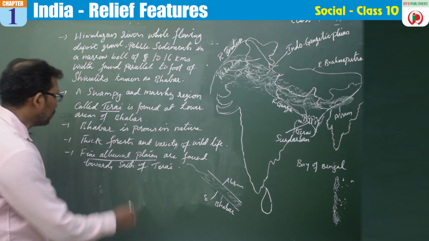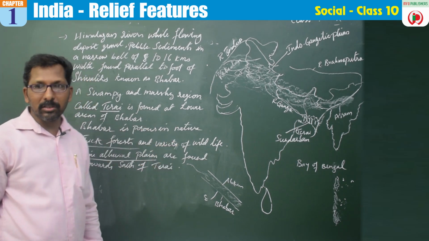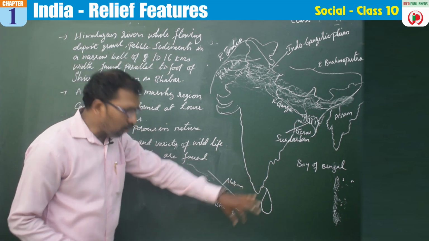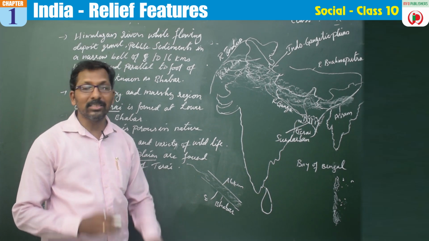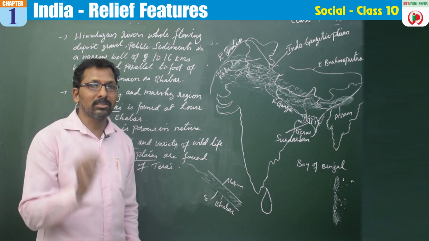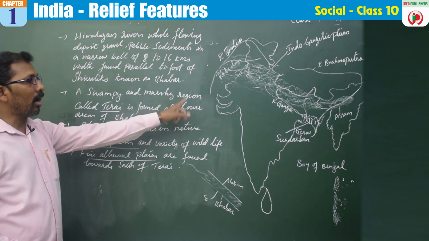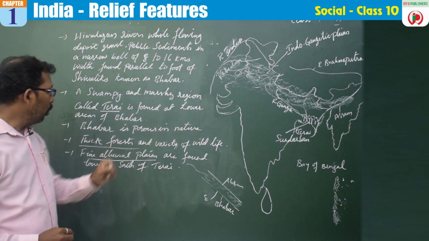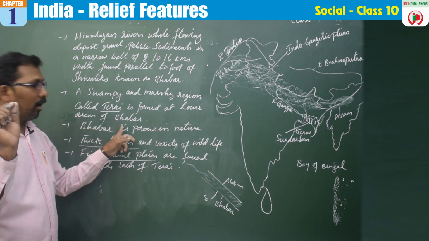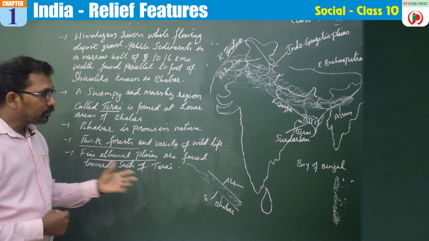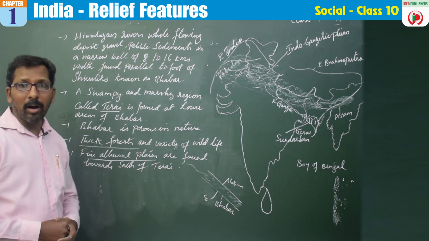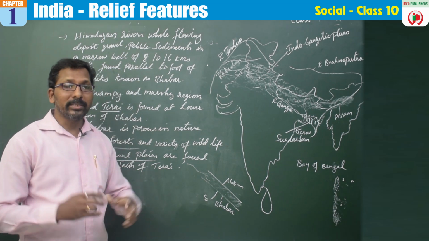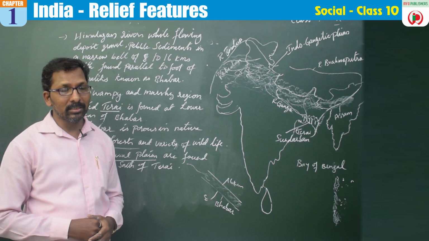Marshy region means it consists of thick forests, right? So, where are these Terais formed? At the end of the Bhabar. That is called Terai. So what is Terai? A swampy and marshy region, which is formed at the lower areas of Bhabar. Right. So this is about the Indo-Gangetic plains which have been formed around 200 million years ago, right?